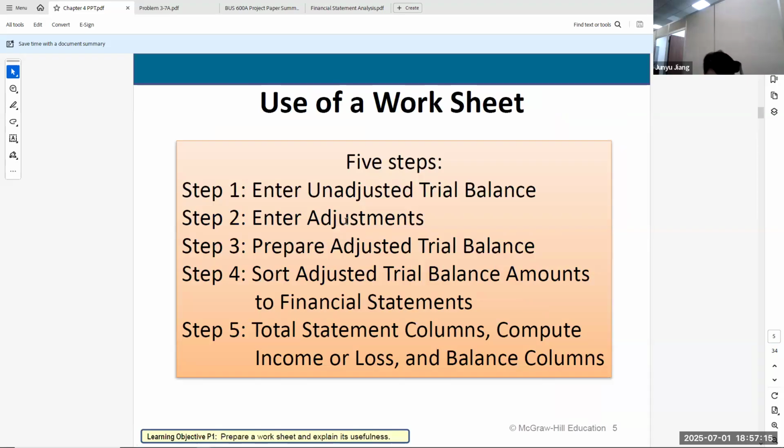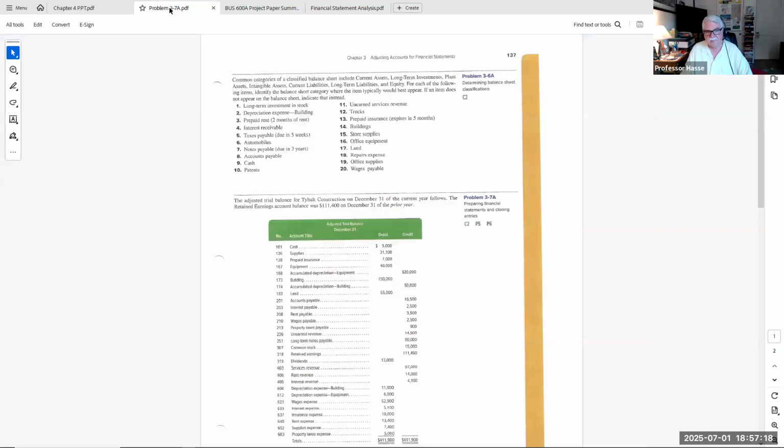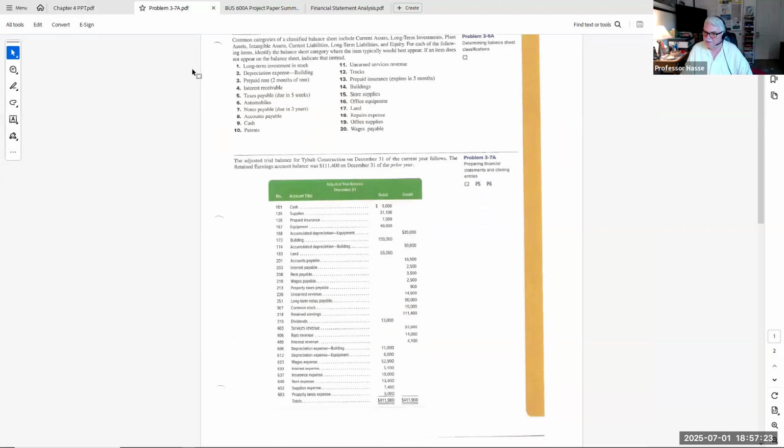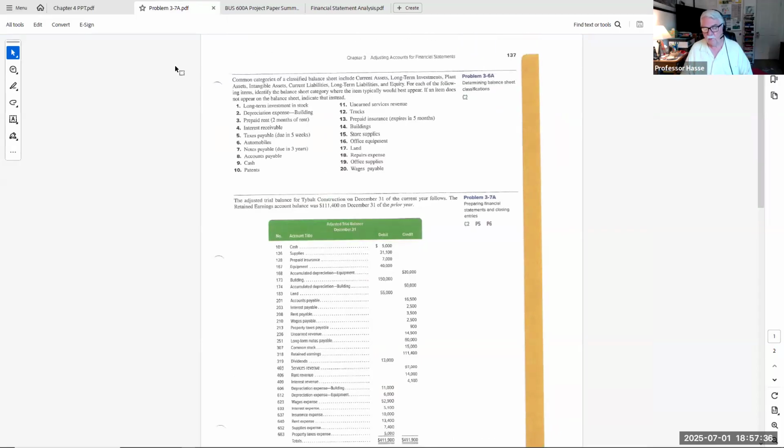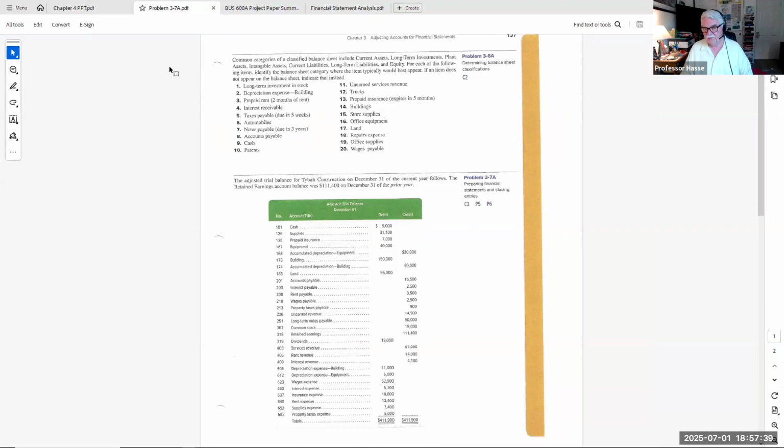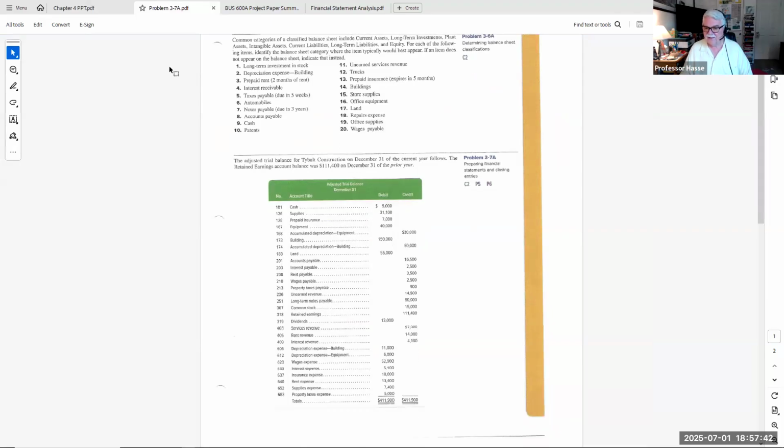Okay, now, here's a problem from your textbook that I have selected to do next week in class on Tuesday. It's not for a grade. It's practice for what we just talked about and the closing process. It's on page 127 and 137 and 138 of your textbook, problem 3-7A. The name of the problem is preparing financial statements and closing entries, the last two steps of the accounting cycle that we just talked about.